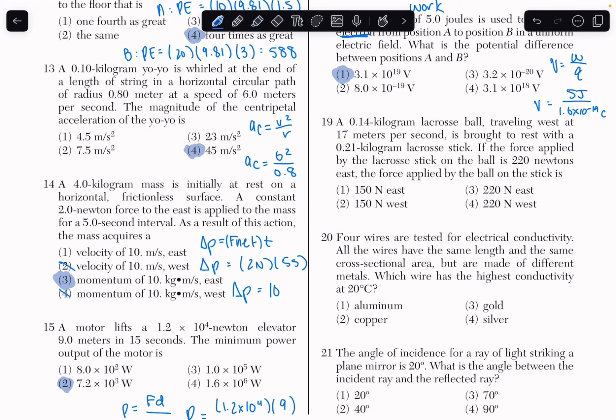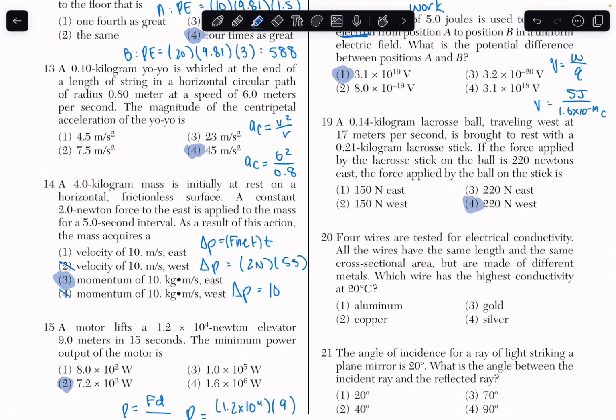19. A 0.14 kilogram lacrosse ball traveling west at 17 meters per second is brought to rest with a 0.21 kilogram lacrosse stick. If the force applied by the lacrosse stick on the ball is 220 newtons east, the force applied by the ball on the stick is 220 newtons west.